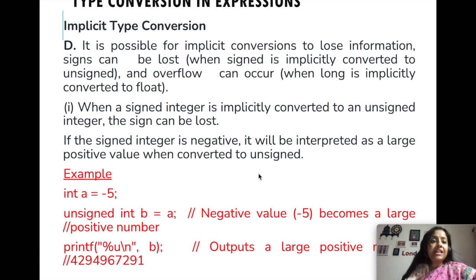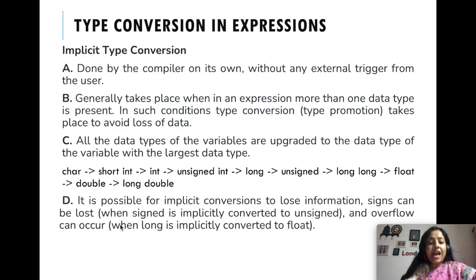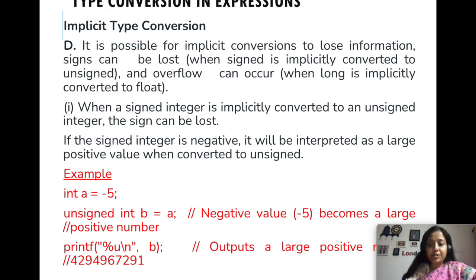Now here, as you can see, I am coming to the last point which we have seen in the previous slide, and I am just elaborating on that point. So first of all, when a signed integer is implicitly converted to an unsigned integer, the sign can be lost. If the signed integer is negative, as shown in this example, it will be interpreted as a large positive value when it is converted to unsigned.